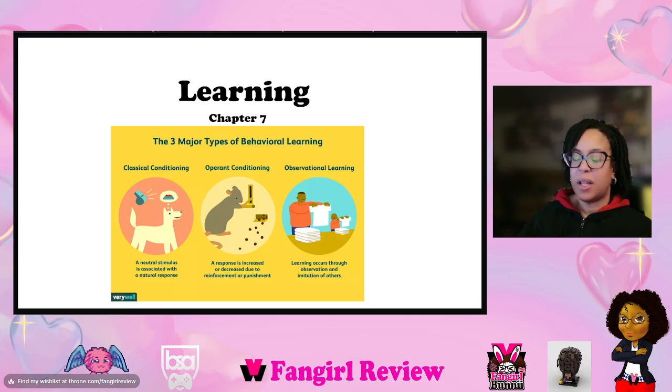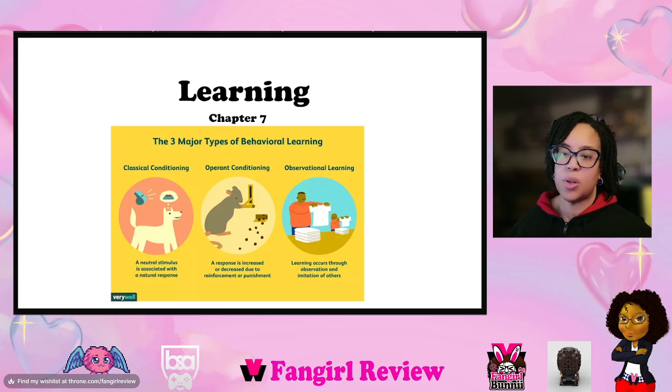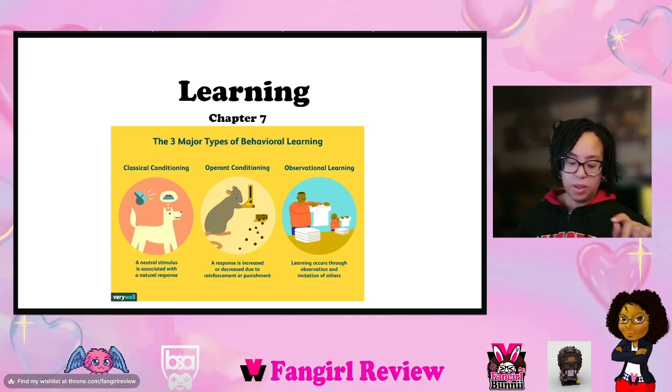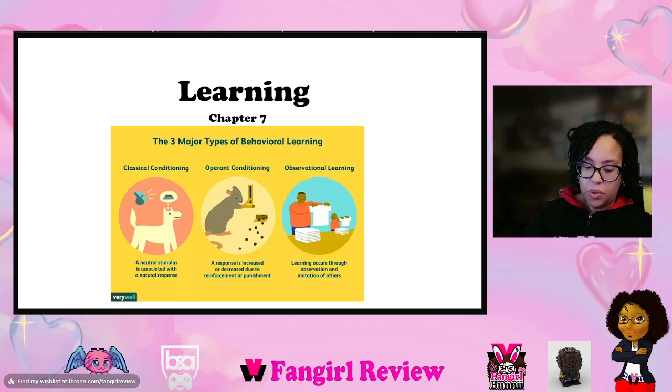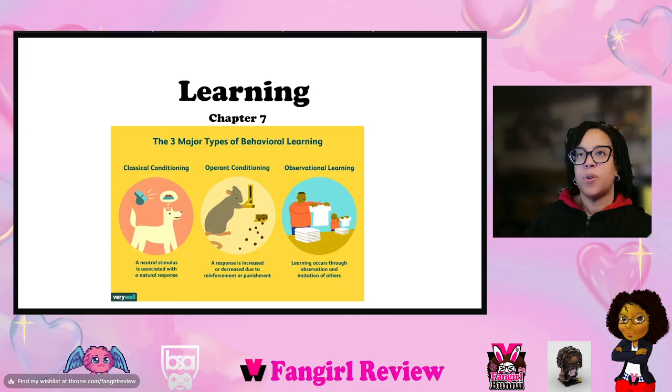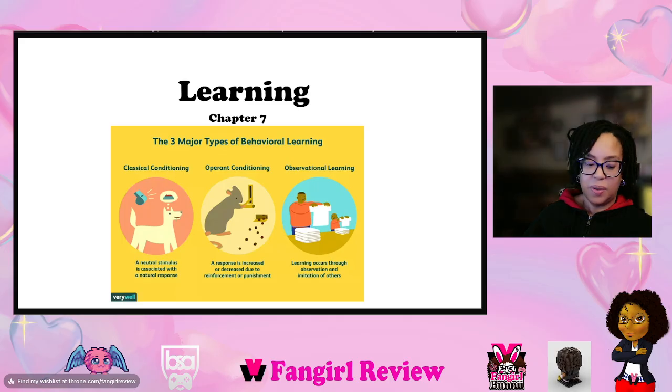So we talked about classical conditioning. Now we're going to look at operant conditioning. That's a different type of conditioning. That's making something more likely or less likely to reoccur. So that makes sense. So what does that mean? This one's actually easier to understand than classical conditioning. It's all about reinforcements and punishments.